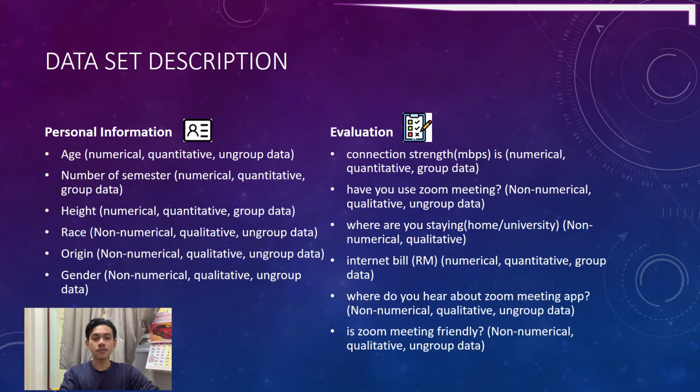So the personal information is age, number of semesters, height, race, origin, and gender. And then the evaluation is about the Zoom meeting itself, like connection strength, how the student knew about Zoom meeting, whether Zoom meeting is friendly, and then the internet bill.